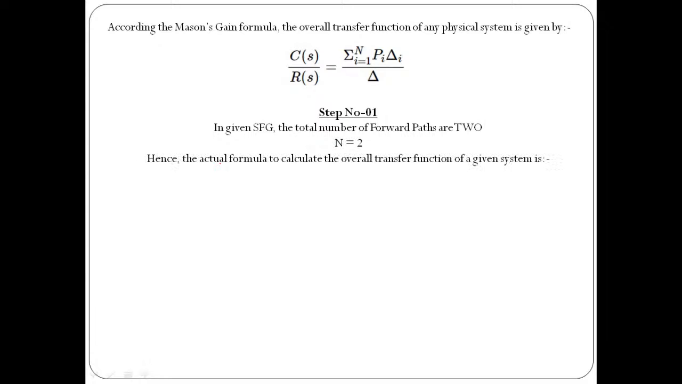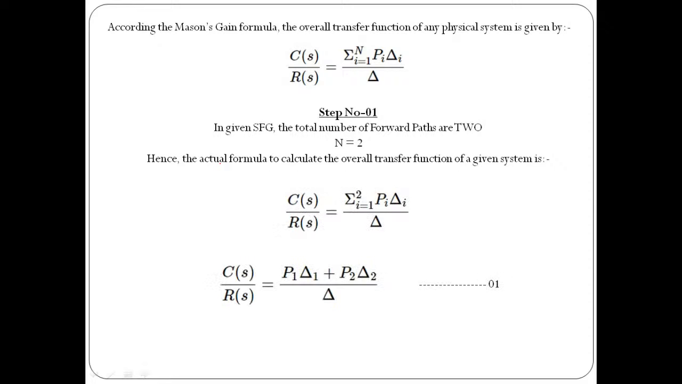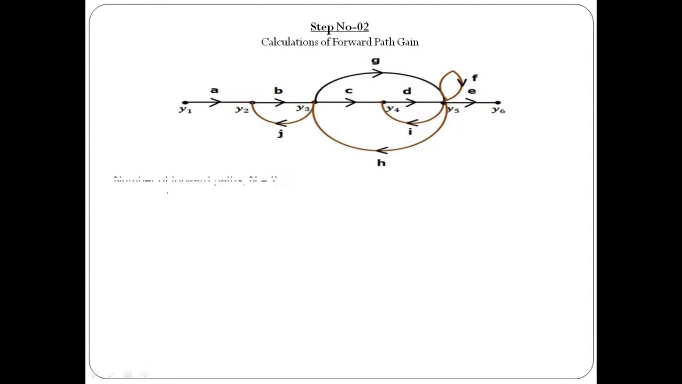In the first step, we identified how many forward paths there are, and it is going to be 2. Then we need to reduce the generalized formula. This indicates your generalized formula, and we have converted that into the specific formula like this: P1 delta 1 plus P2 delta 2 divided by delta. That is important.